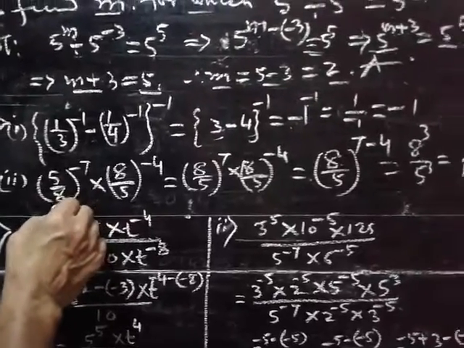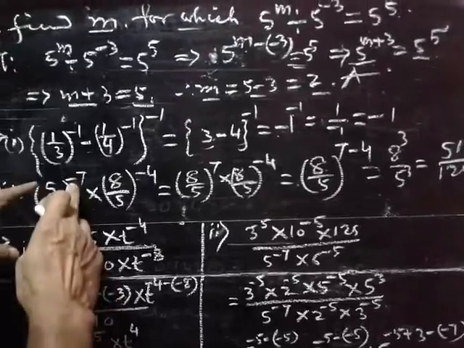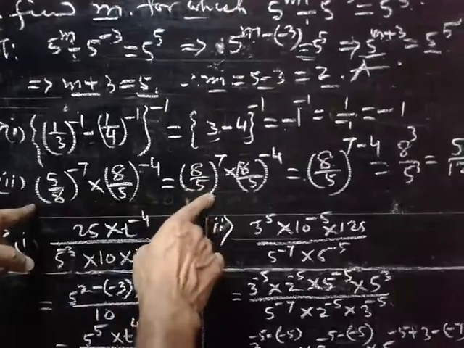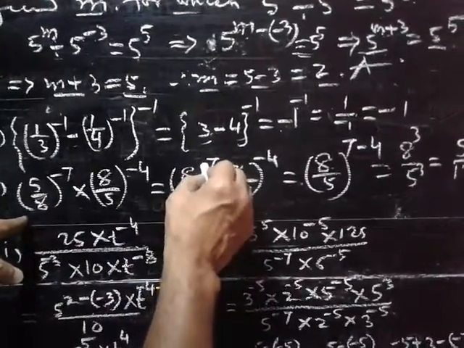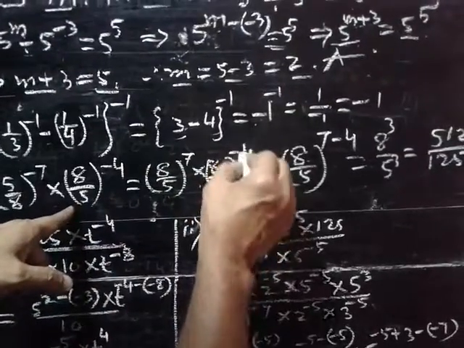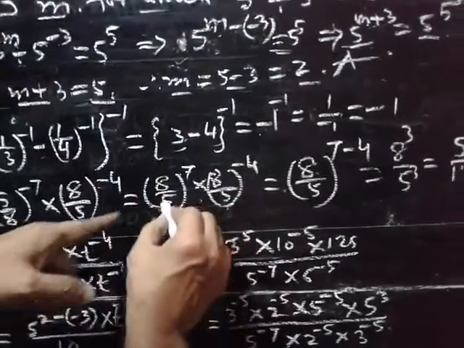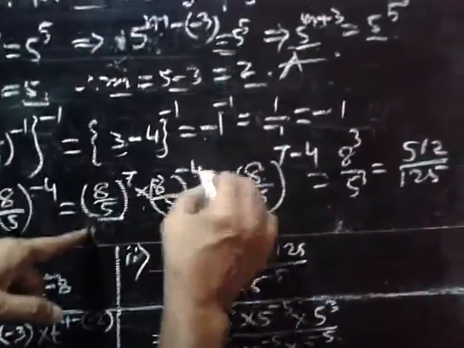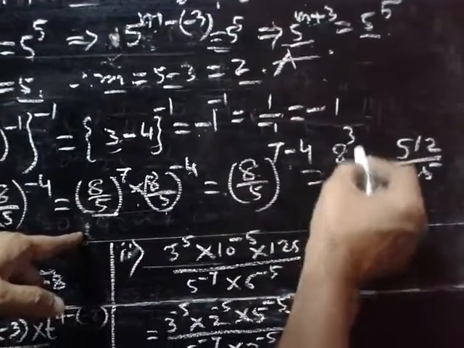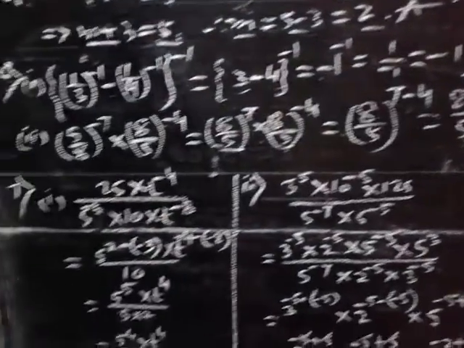Next is 5 by 8 to the power minus 7 into 8 by 5 to the power minus 4. We are just taking the reciprocal of this, so it is 8 by 5, with only the plus sign, 7 into 8 by 5 to the power minus 4. We are now just converting this to the same base. So the powers will be added, that is 7 minus 4, this is 3. 8 by 5 cube means 8 cube by 5 cube, and this is coming 512 by 125.